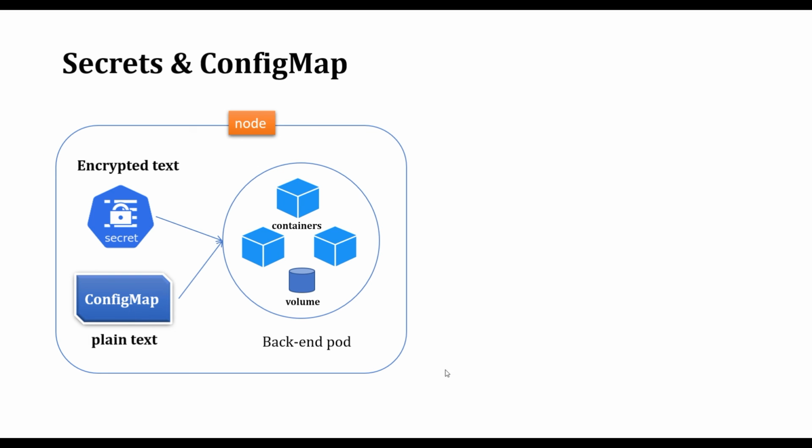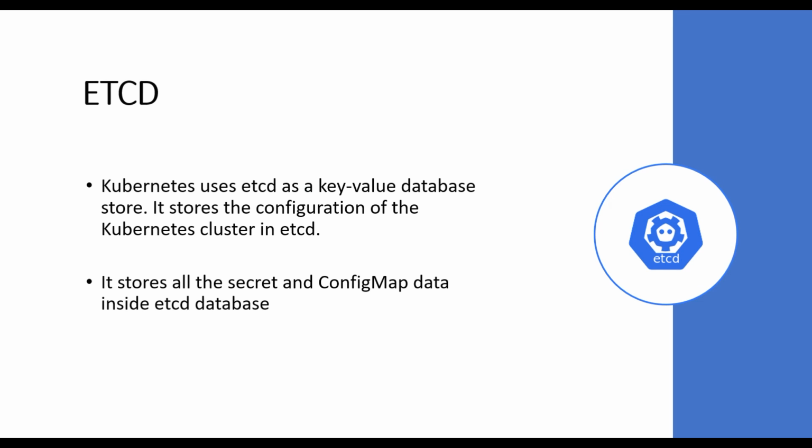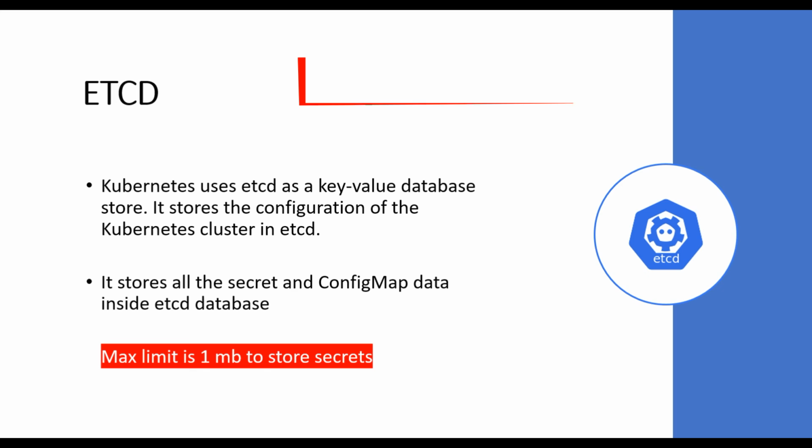Now let's move on to the next component, which is etcd. Kubernetes uses etcd as a key-value database. It stores the configuration of the Kubernetes cluster inside etcd. It also stores all the secrets and config map data inside the etcd database, and the max limit is 1 MB to store secrets. So this is all about etcd, config map and secrets. We'll discuss more about these three components when we deploy a CRUD application to Kubernetes.